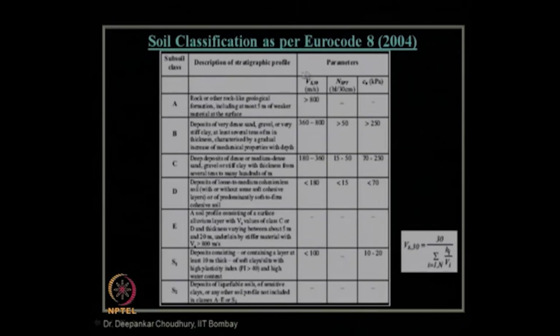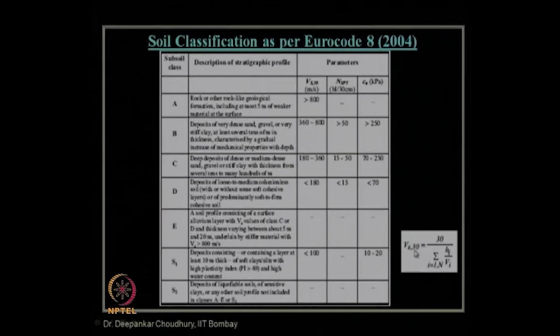Now, soil classification as per Eurocode, which is followed in entire Europe, 2004 version, Eurocode 8, you can see there also it has been subclassified into major 5 divisions A, B, C, D, E, and then another 2 subclassifications S1 and S2. And what are the parameters to identify this description of the different types of soil for this site classification? Of course, the Vs value. They have mentioned another parameter which is known as Vs30. What is Vs30? Let me explain it to you.